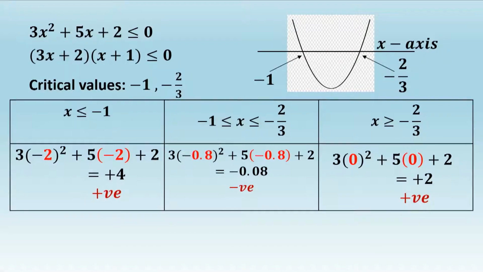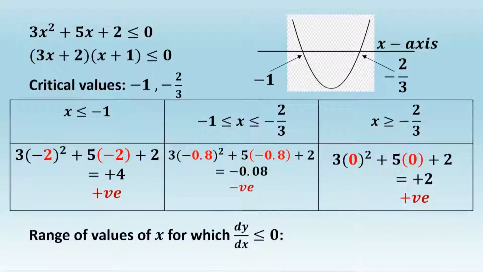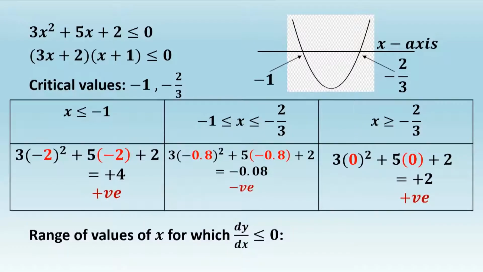Now, out of these 3 ranges, which one will satisfy our inequality dy by dx less or equal to 0? That is, dy by dx negative. It is that part of a curve which lies below the x-axis. From the table, we can observe that the middle range satisfies this inequality. Therefore, range of values of x for which dy by dx is less or equal to 0 is minus 1 is less or equal to x is less or equal to minus 2 over 3.